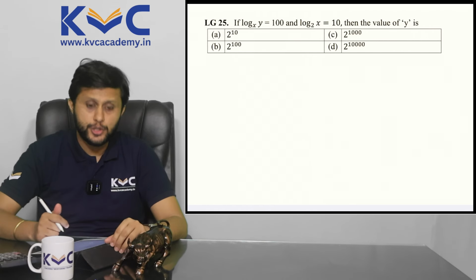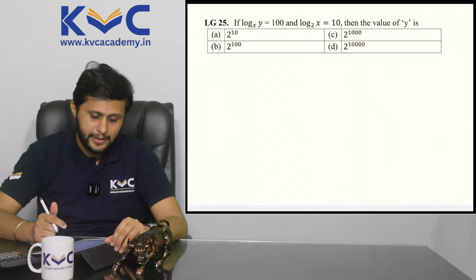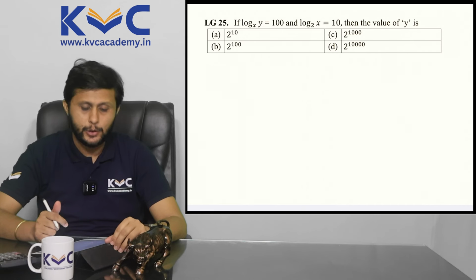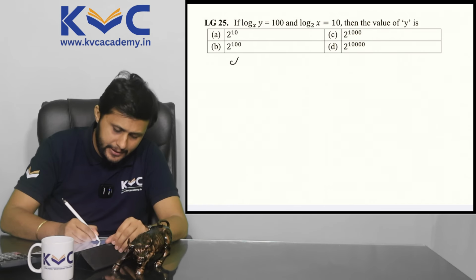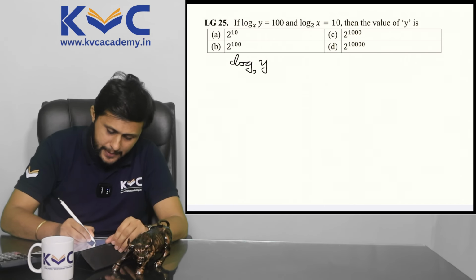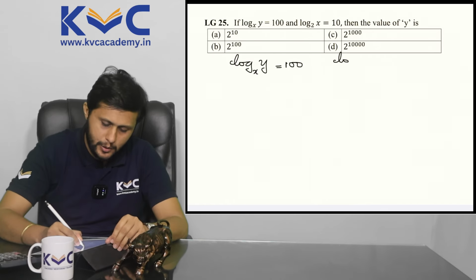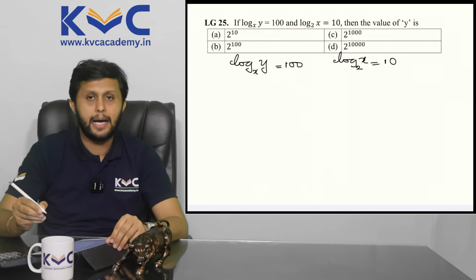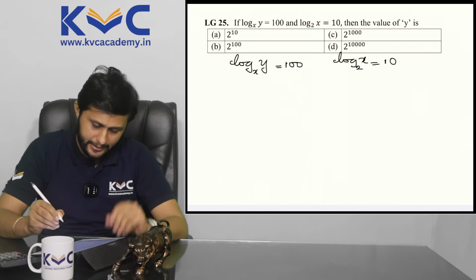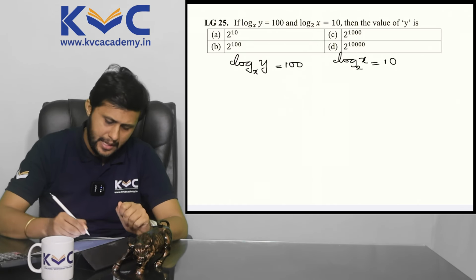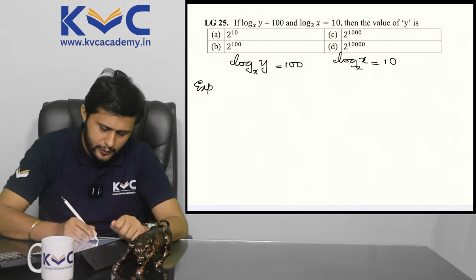Moving on to the next question. Log y to the base x is equal to 100. Just write that down. We also have log x to the base 2 is equal to 10. I have to solve the value of y. Correct? Okay. I'll change it to exponential form.